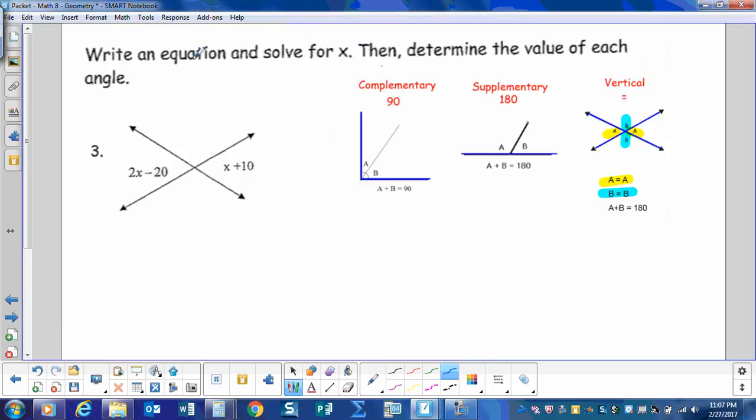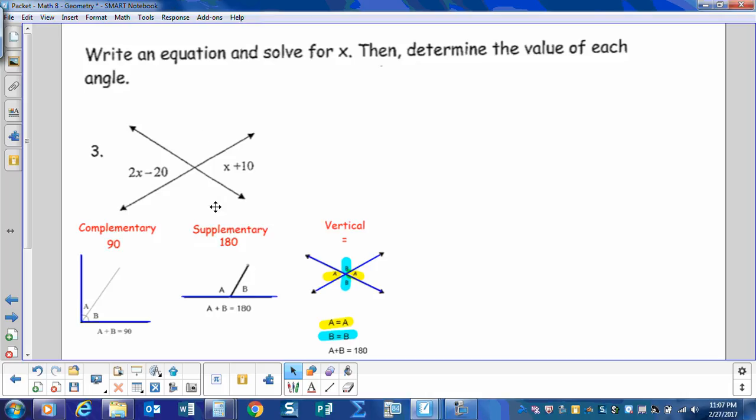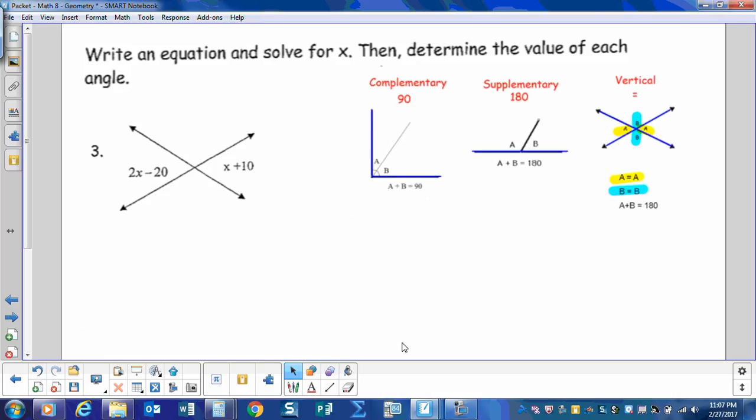So we're going to write an equation, solve for x, and then determine the value of each angle. So here we have two intersecting lines and two angles. So the first thing we need to do is determine the relationship. Is this a pair of complementary angles, supplementary angles, or are these vertical angles? Well, these are vertical angles, and vertical angles are equal to each other. So this angle equals that angle. So 2x minus 20 equals x plus 10.